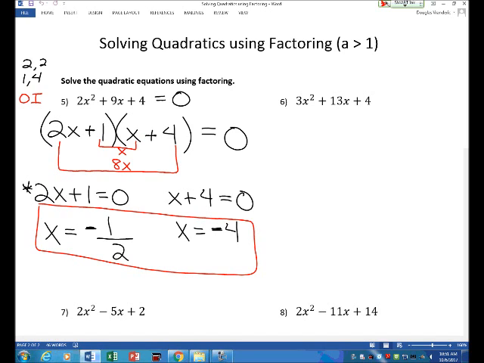Negative 1 half squared. It's 1/4. I was close. Oh, yeah. Right. I was thinking 1/8. I think what you did, Jennifer, is what is 2 times 1/4? 2/4. So we have a half.